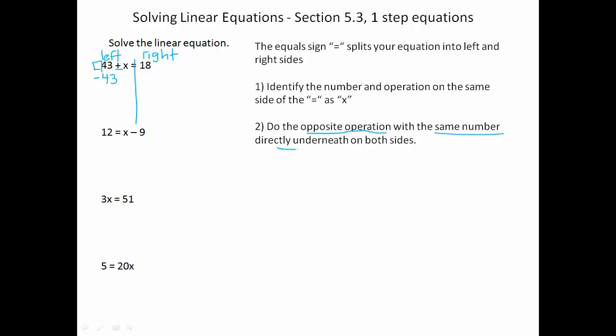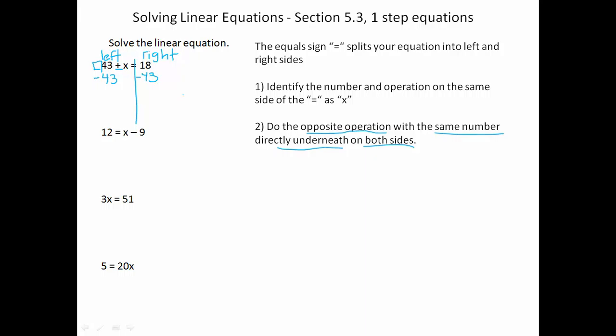And then I'm doing it directly underneath, but I also have to do it on both sides. So I did it on the left. I'm going to do this minus 43 on the right as well. Things always have to balance in an equation. Both sides have to be equal. Whatever you do to one side, you have to do to the other.